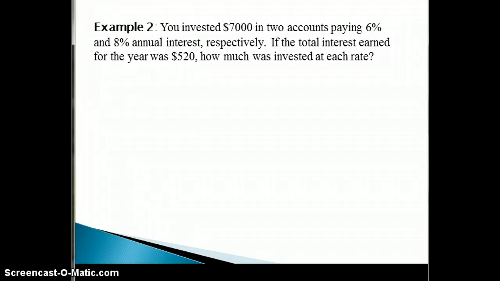This next problem is a simple interest problem, and it reads, you invested $7,000 in 2 accounts paying 6% and 8% annual interest respectively. If the total interest earned for the year was $520, how much was invested at each rate? So let's draw a diagram to help us organize this information.